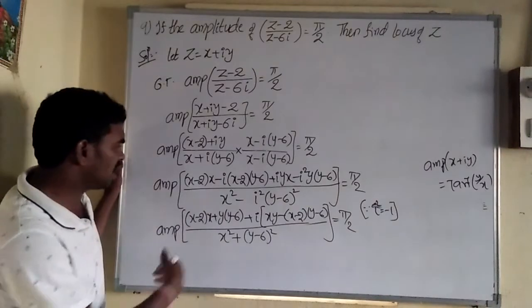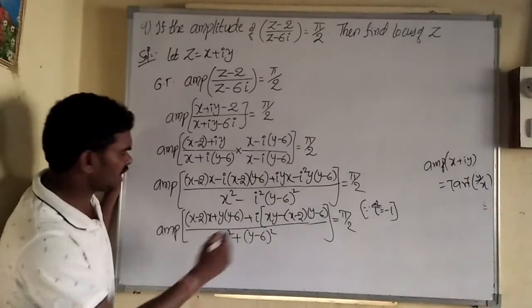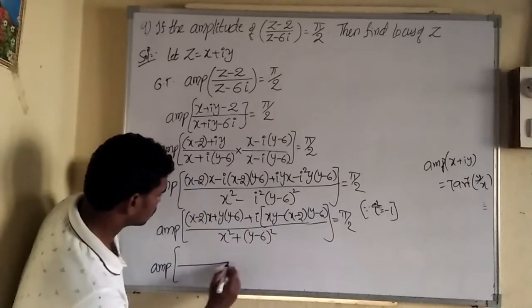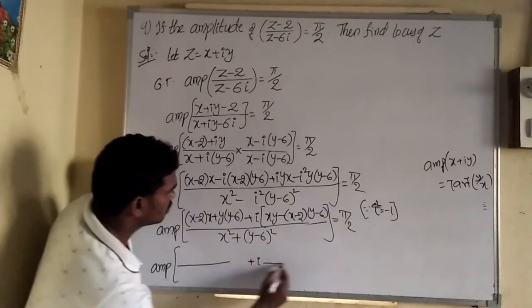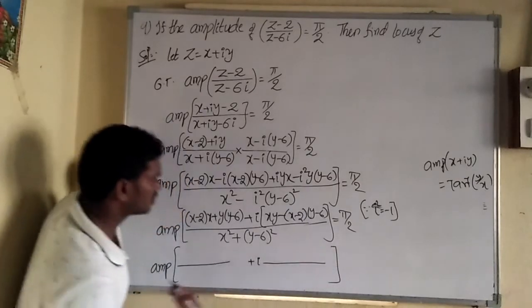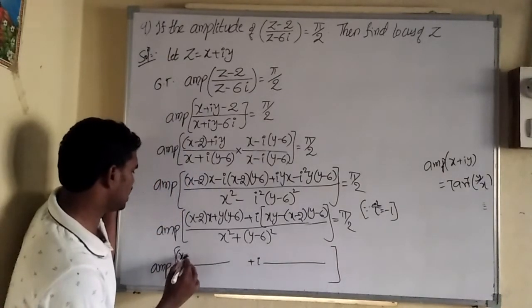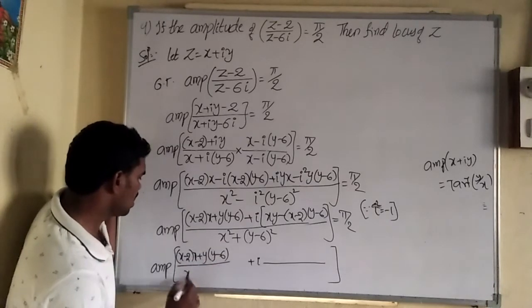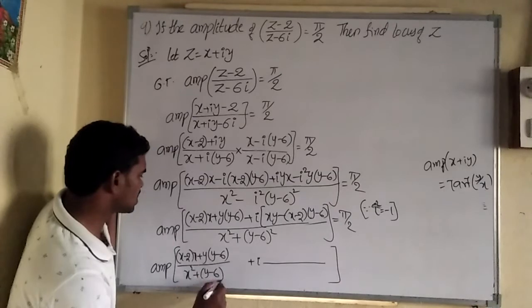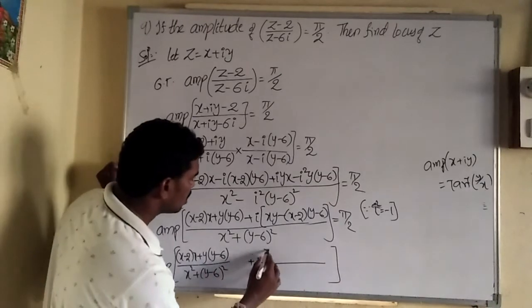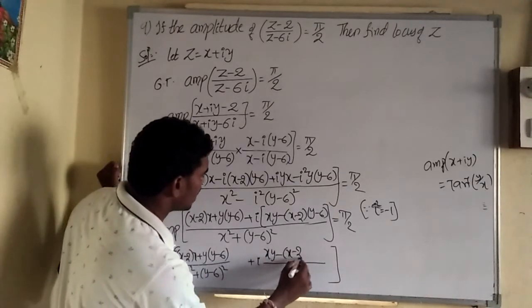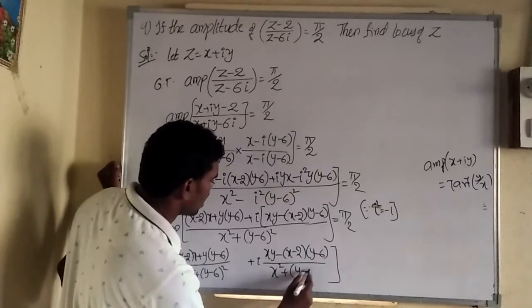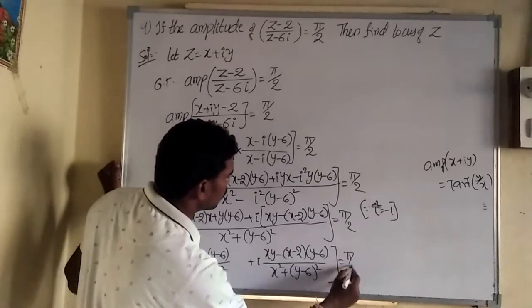Now the next step: separating the real part and imaginary part. So the amplitude of: (x minus 2) into x plus y into (y minus 6), by x squared plus (y minus 6) whole squared, plus i into xy minus (x minus 2)(y minus 6), by x squared plus (y minus 6) whole squared, is equal to pi by 2.